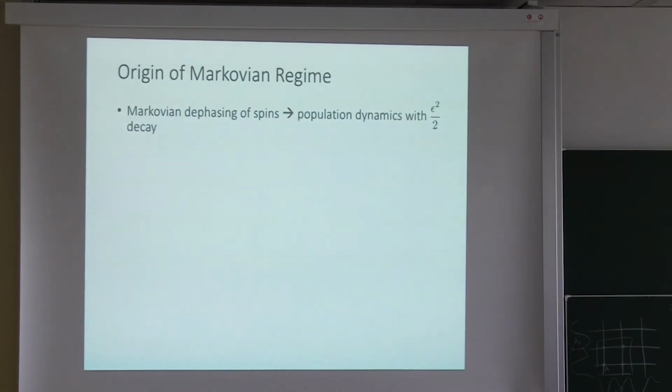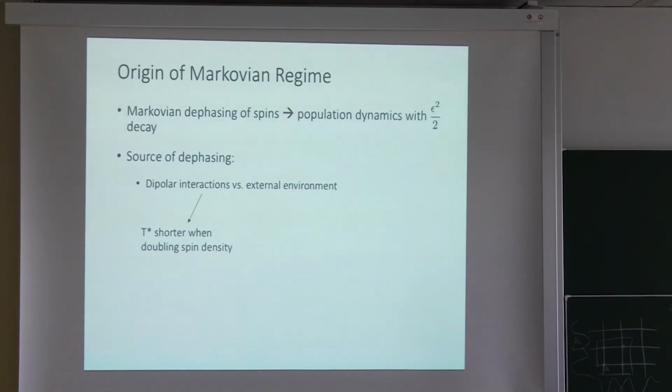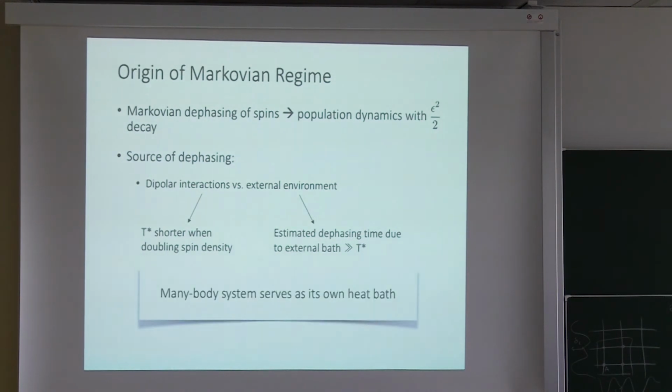As I told you, this is due to some Markovian dephasing dynamics of the spins. Now the question is, what is the source of this dephasing? It could be dipole interactions or the environment. To test this, we increase the interactions by a factor of 2 by simply using 2 groups of NV centers in the experiment, so you increase the density by a factor of 2. What we find is that this crossover to the third, Markovian regime occurs earlier. That's the first thing. The second is that we can estimate the dephasing time due to the environment. We find that this is much longer than this crossover point. So this really points towards the many-body system itself serving as the heat bath.